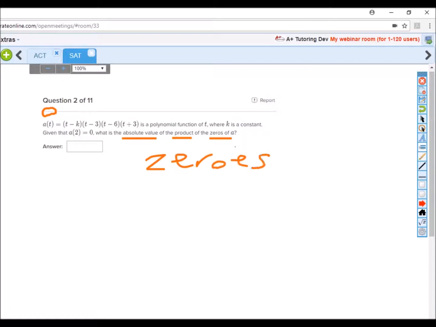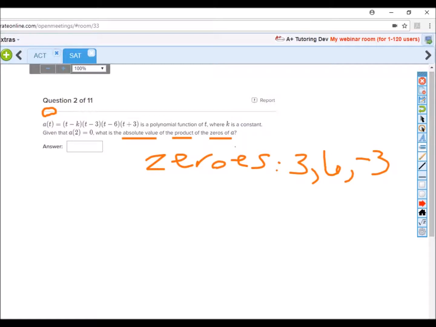So let's list them. The zeros here are going to include 3, because replace t with 3, and then it's 3 minus 3. Then you have 6, because if t is 6, you have 6 minus 6. And then finally negative 3, because if t equals negative 3, you get negative 3 plus 3. And those would give us the 0 factors for A of t.